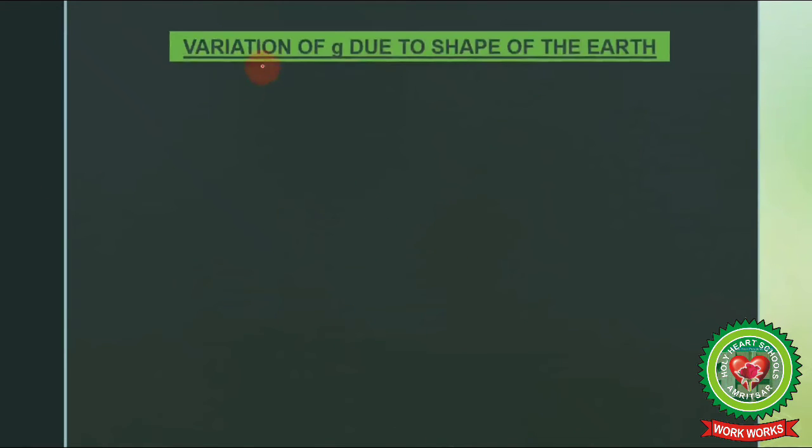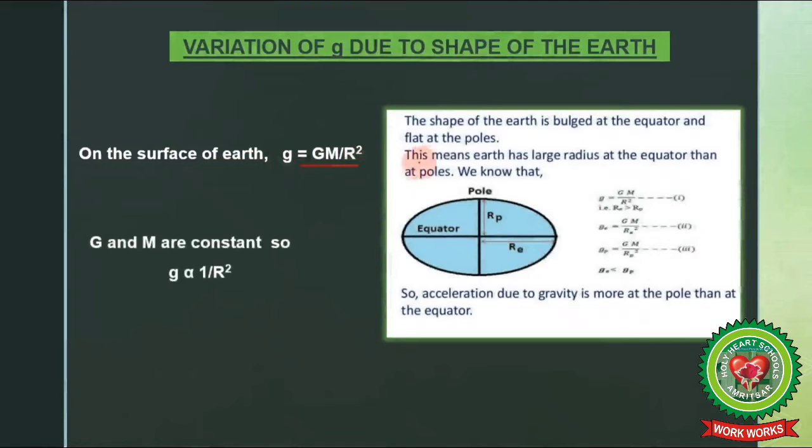Now we will study about variation of g due to shape of the Earth. As you know that on the surface of Earth, g is equal to GM divided by r square, which is an important relation we have done many times. But the shape of Earth is bulged at the equator and flat at the poles. Although we assume Earth to be a perfect sphere, in actual it is bulged at the equator and flat at the poles. This means Earth has a larger radius at equator than poles. So here radius is more as compared to the radius towards the pole.